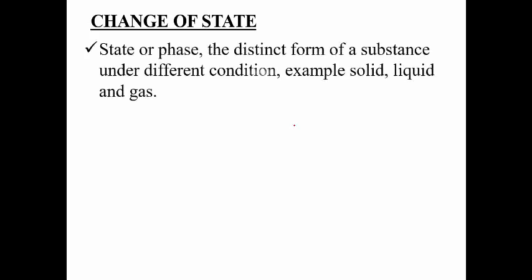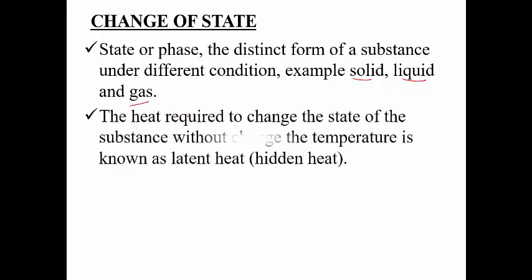A state or phase is a distinct form of a substance under different conditions. For example, a substance is always in a solid, liquid or gaseous state, and these are the states. And there is a state change because of what? Heat. Therefore, to have a state change, heat is required. To change the state of a substance without change of temperature is known as latent heat.